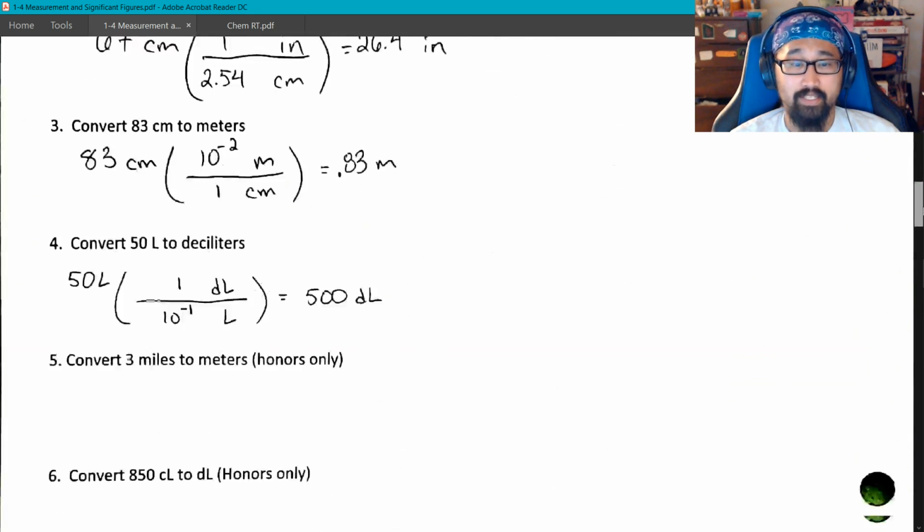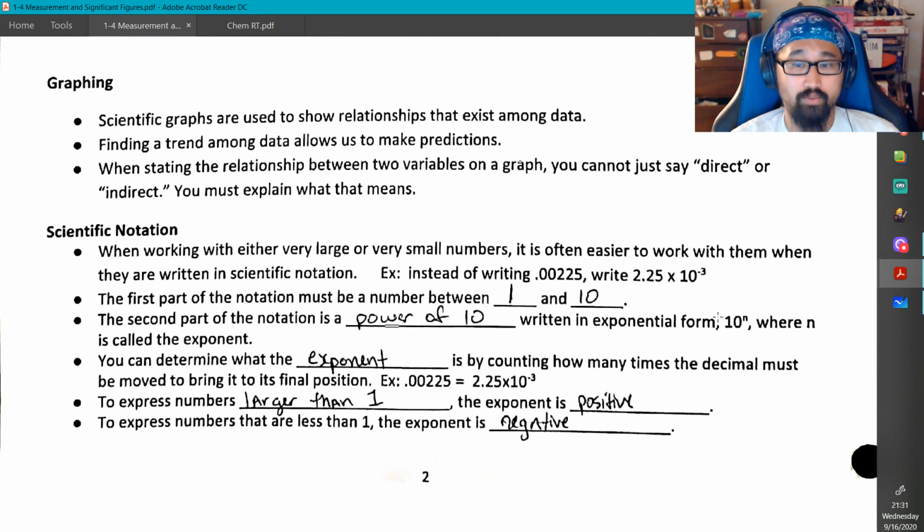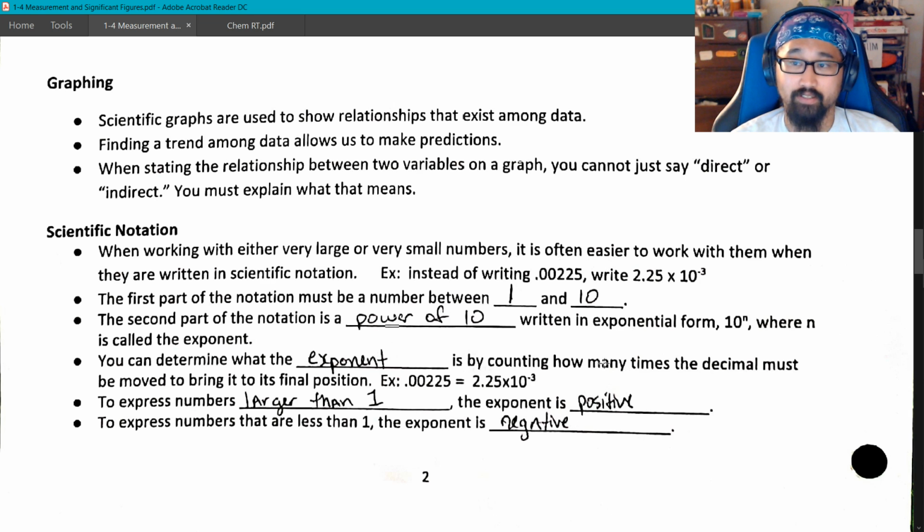I'm going to skip ahead just the tiniest bit because I want to talk a little bit about scientific notation. Right. Now, I recognize that there's a little section about graphing here. The only thing that I would like you to remember about graphs is that graphs don't only tell you stuff about what's on the graph.